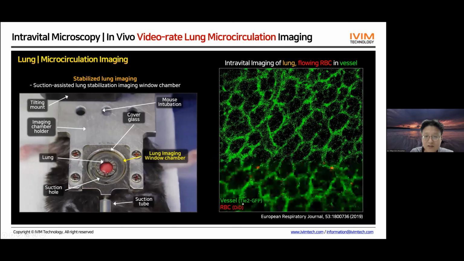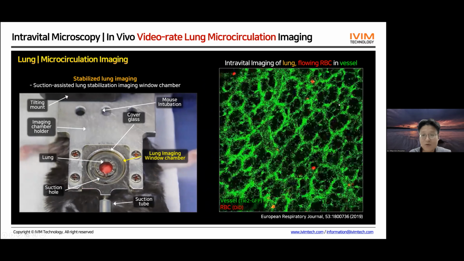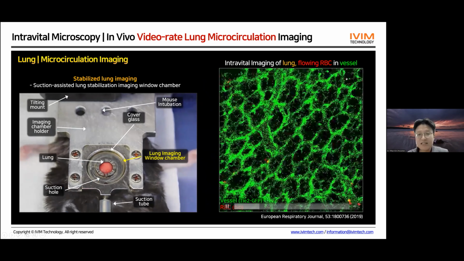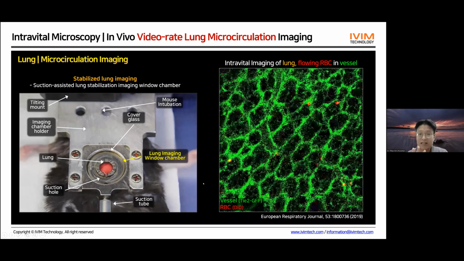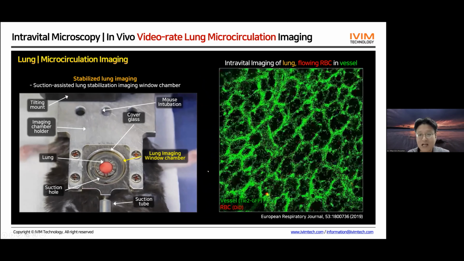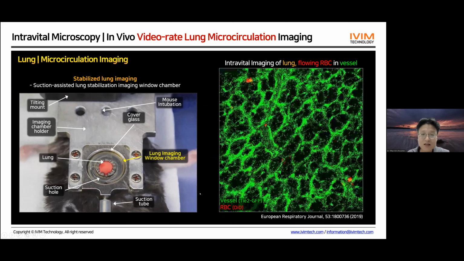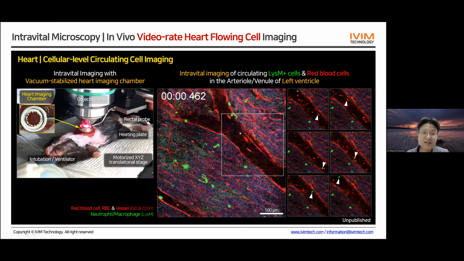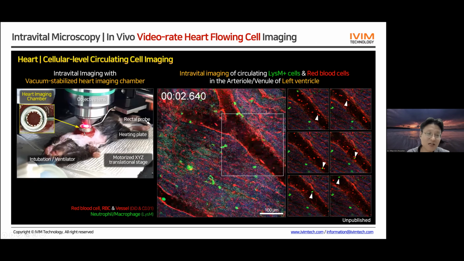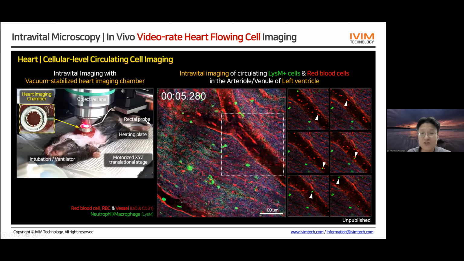And then this is another real-time data obtained from the liver. Again, the red color is the RBC and the green color is the vessel. We can nicely see the flowing RBC in the lung. And we can do a similar thing in the heart as well, by using our stabilized heart imaging chamber.